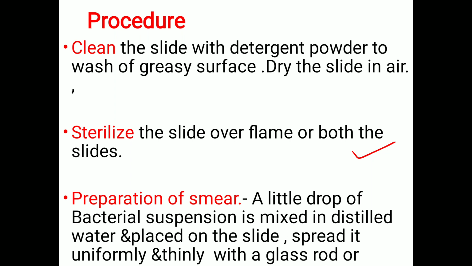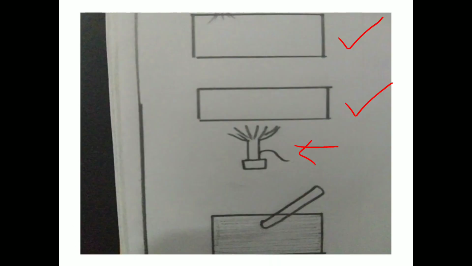Then that culture is mixed with distilled water so it gets diluted, and it is placed on the slide. Then spread it uniformly and thinly. So we make the smear of the bacterial culture, and we spread that smear with the help of a glass rod.